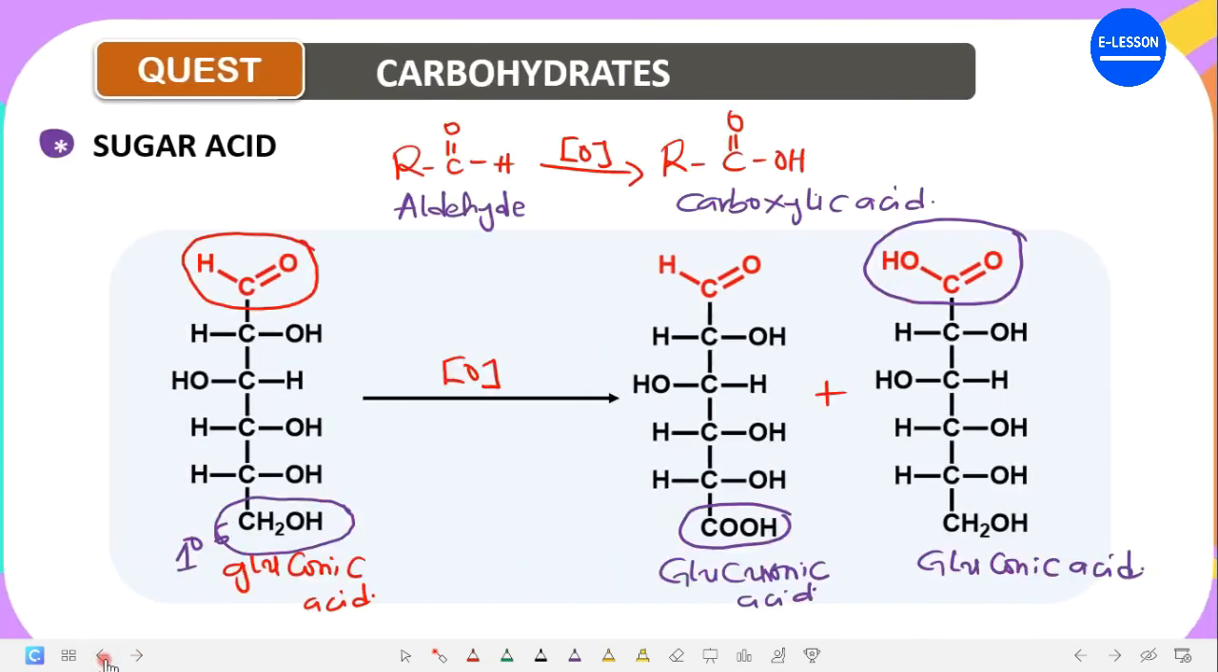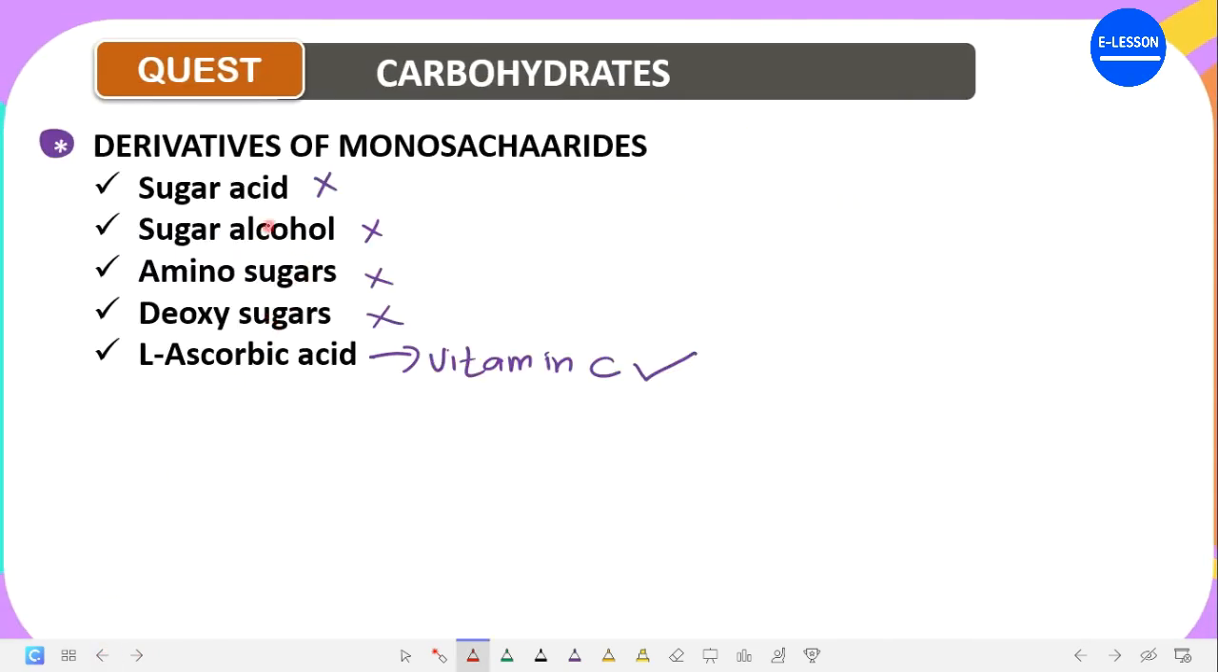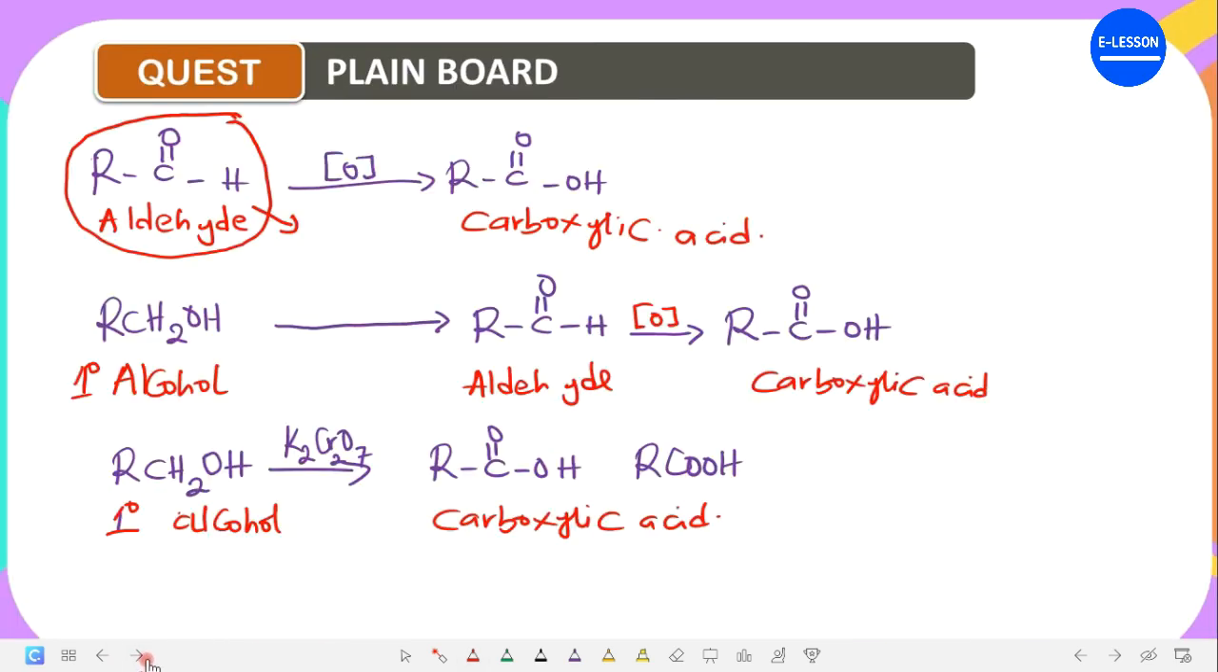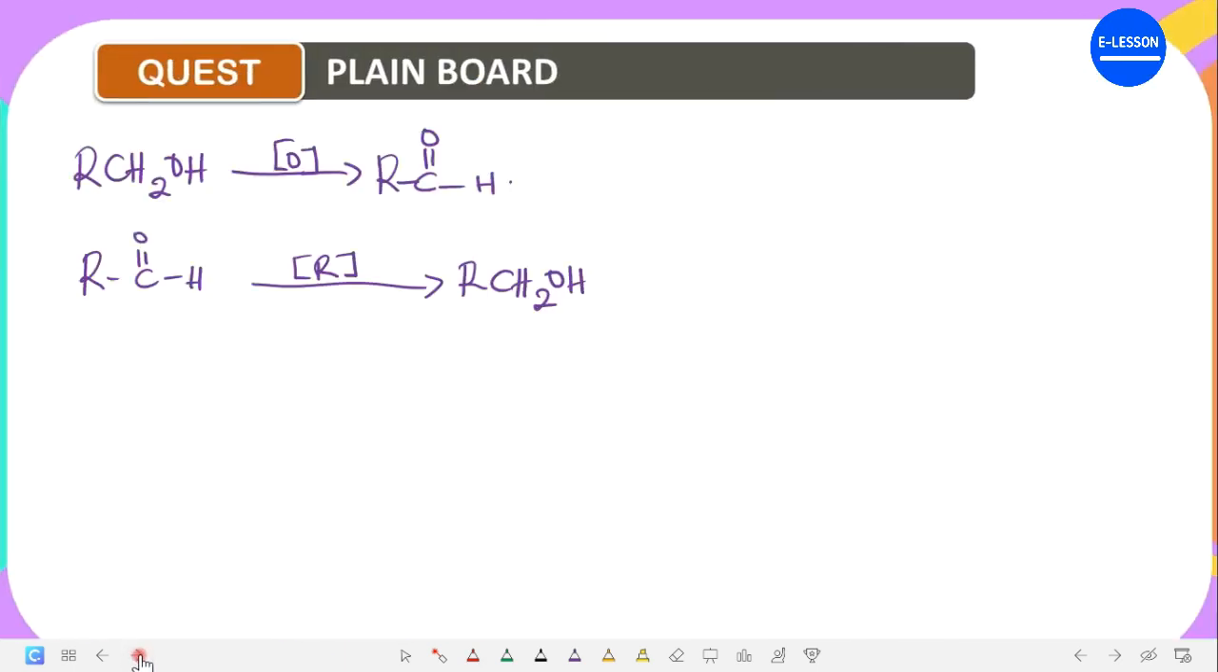Let's see if we get them correctly. Look at it here: sugar acid, sugar alcohol, amino sugar, deoxy sugar, and what? Ascorbic acid. L-ascorbic acid, which is vitamin C. So you are going to give me some notes or details about vitamin C, especially the structure of vitamin C. Is that understood? Now, that is everything about the derivatives of monosaccharide.